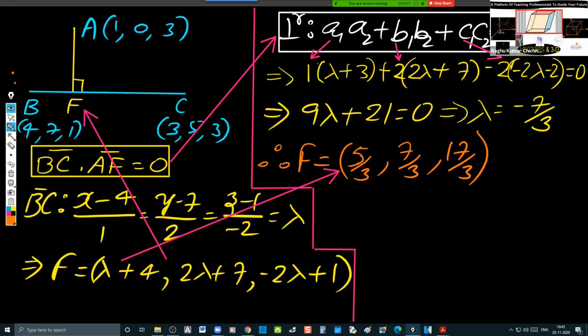And should we take only 471? Need not be. You can take even 353 also, no problem. You can write 353 also. You'll get the same answer. So I wrote the equation of BC, and thereby I created every point and any point on BC.